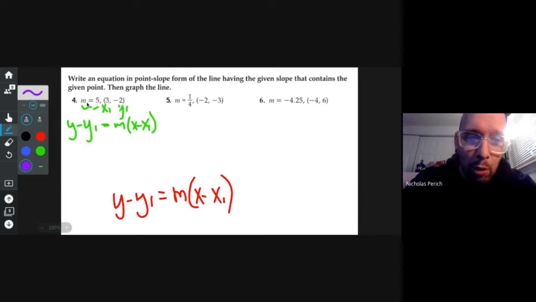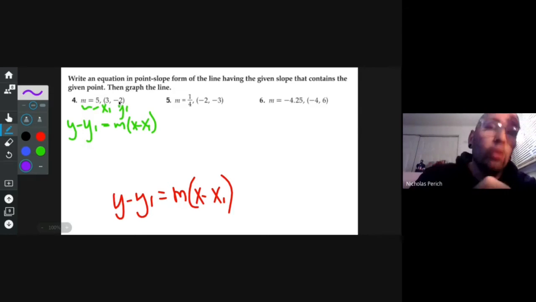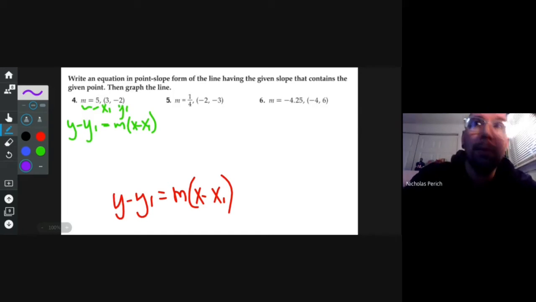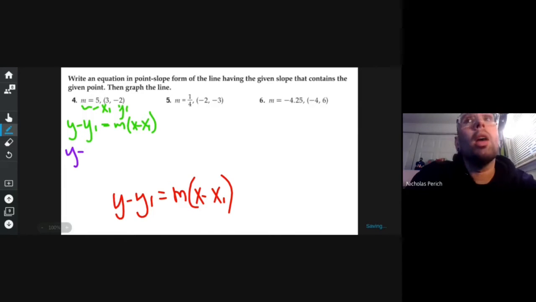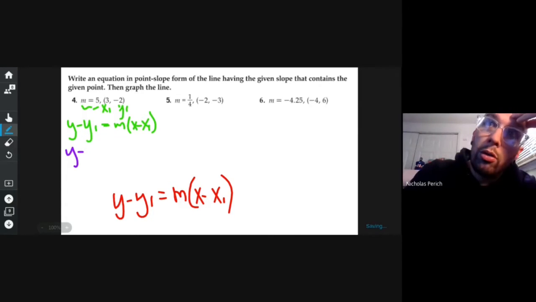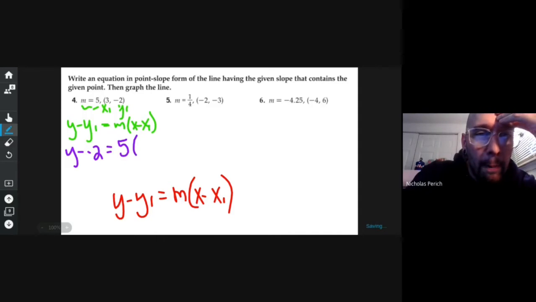But since I've labeled everything that needs to be labeled, y sub 1 is -2. So check this out. Peep this, gang. Y minus, and y sub 1 is -2. So good, Paul. I like what you wrote out so far. There's a double negative. I guess I'll probably fix that in a minute. M is 5, x minus 3.